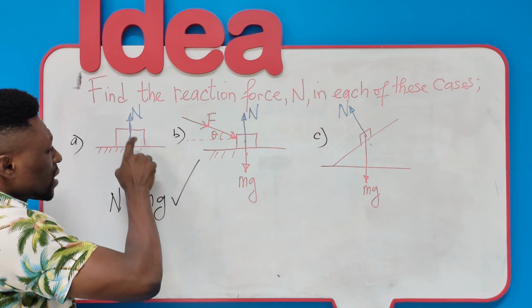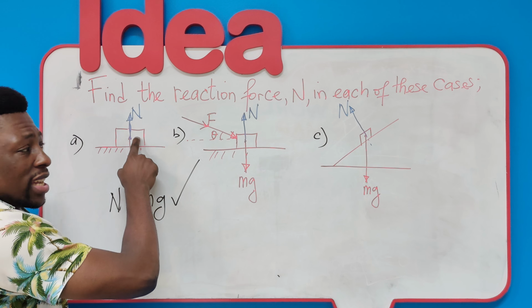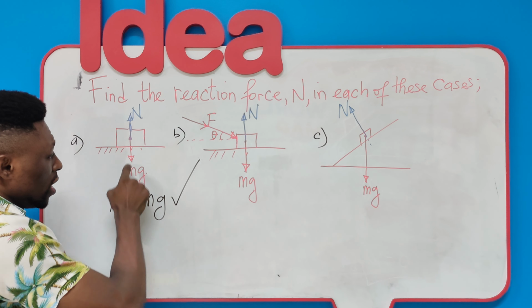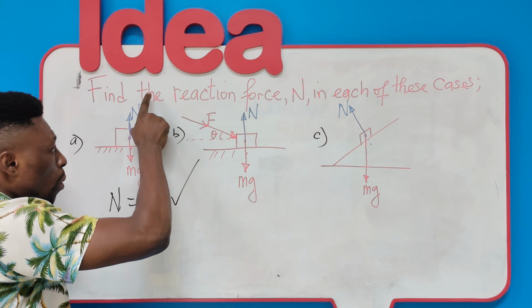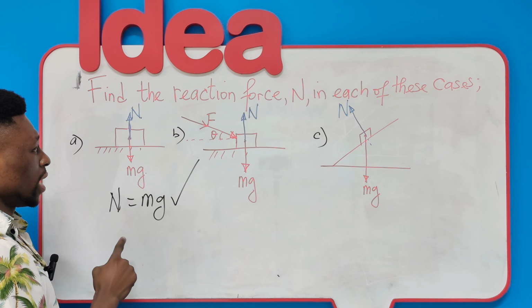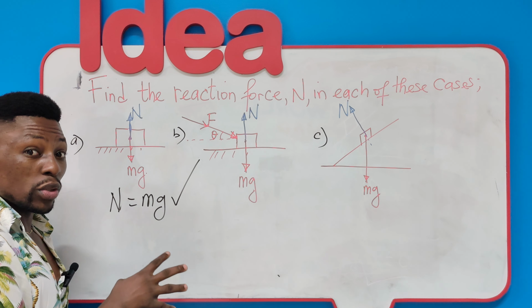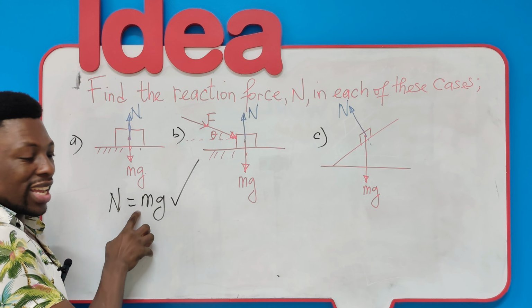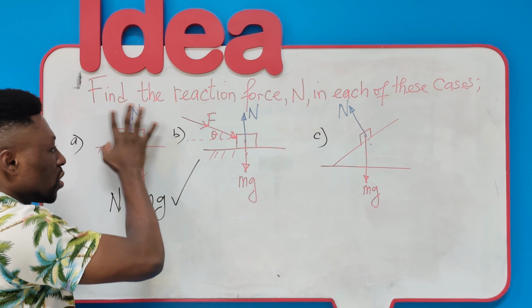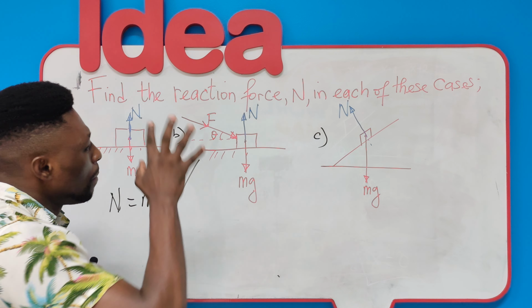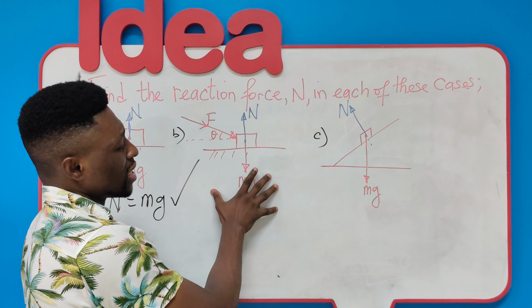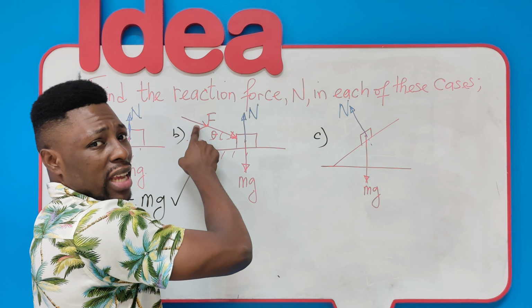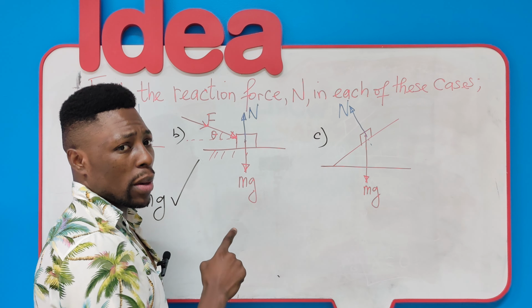Now look at this first case here. There are no other forces acting on this object. Here there are only two forces, its weight and the normal or reaction force on it. For this reason, according to Newton's second law of motion, N equals mg because there are no other forces. But in the second case, dear friends, there is a second force acting on this object.